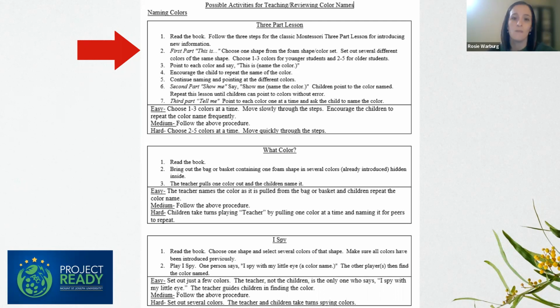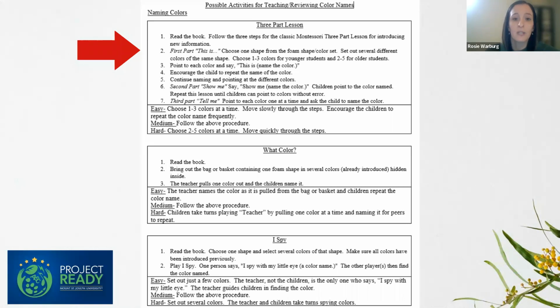So show me the triangle, and they'll point to the triangle. Show me the circle, and they'll point to the circle. If you're using shapes, or you can use the same lesson for color. So show me the red, show me the yellow. And then the third part of that 3-part lesson is tell me.